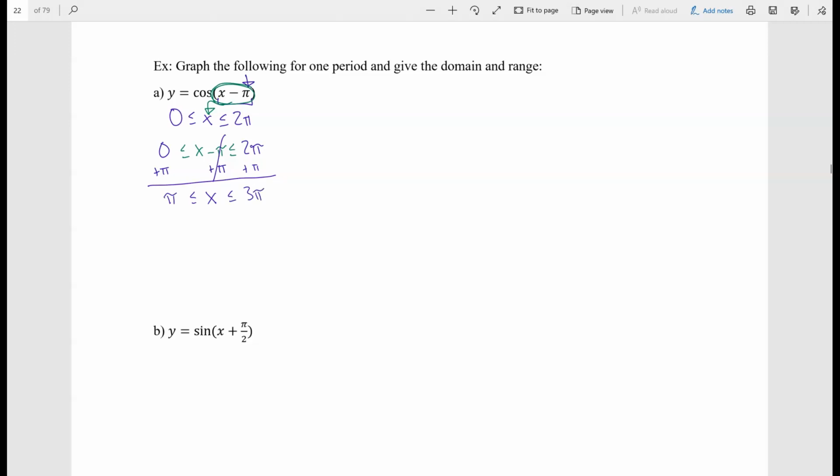Okay, so that means that your period or endpoints are going to be between pi and 3 pi. So when I graph this, the graph is no longer going to start at 0. Now it's going to start at pi and end at 3 pi. And that kind of makes sense, because if you started off at 0 and I shifted over pi units, then I should be at pi now, okay?